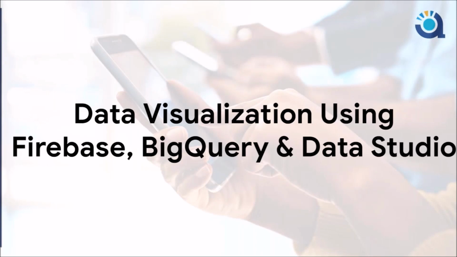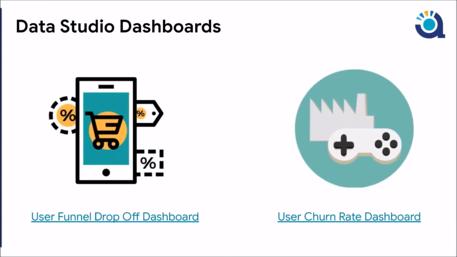So now that we've set the building blocks around Firebase and BigQuery integration, let's whet our appetite by looking at two sample queries that we've written in BigQuery and how, using that data, we visualize the same on Data Studio. So we've taken user funnel drop-off rate that is very specific to the e-commerce industry. And the second example that we've taken is from the gaming industry to understand the number of users and how they are churning at different levels within the game.